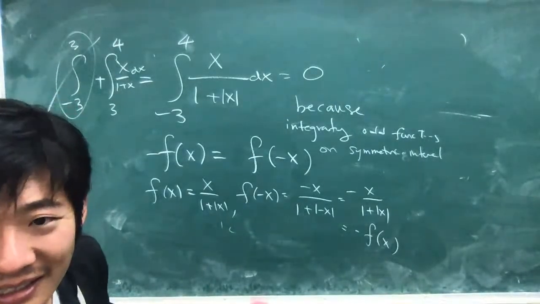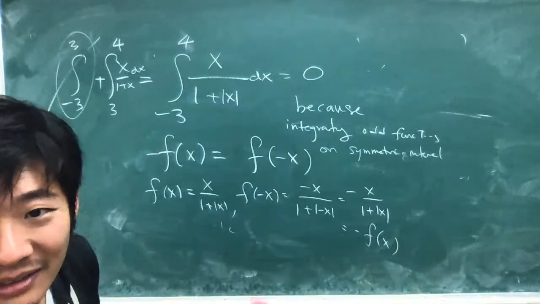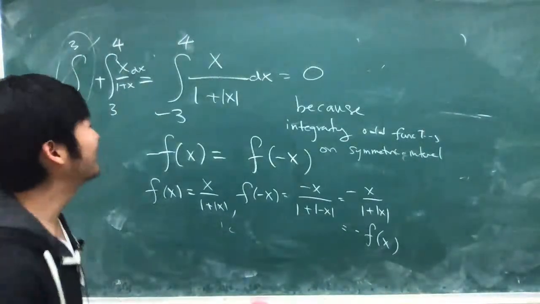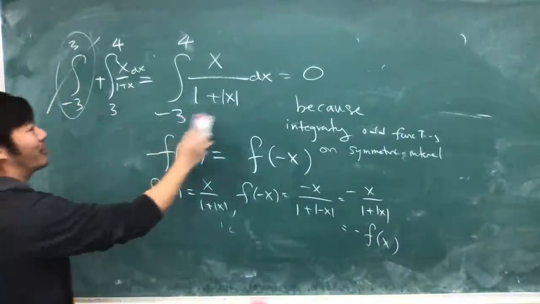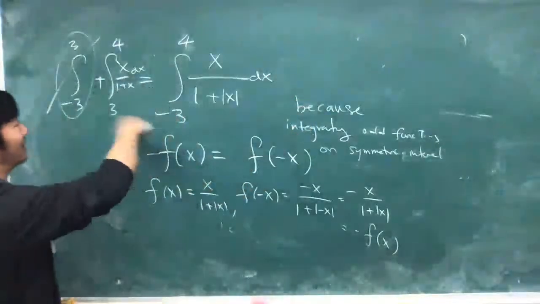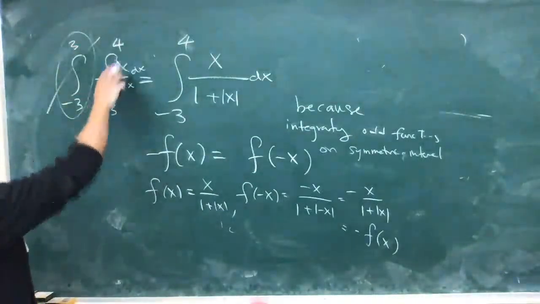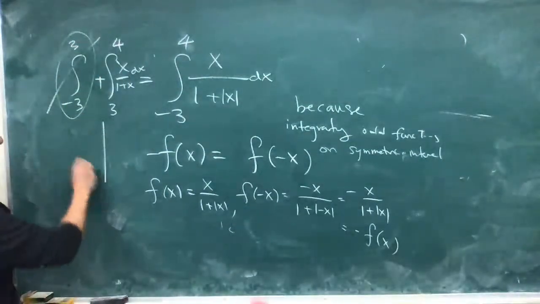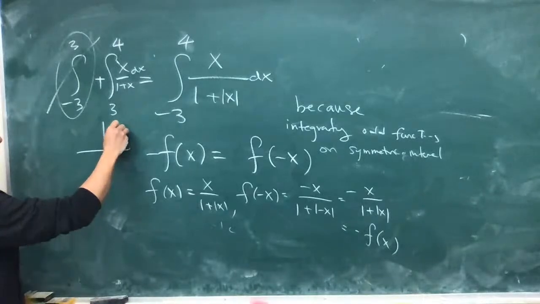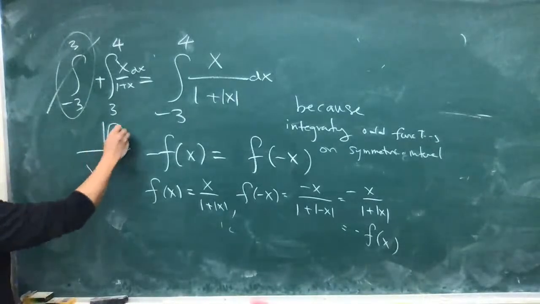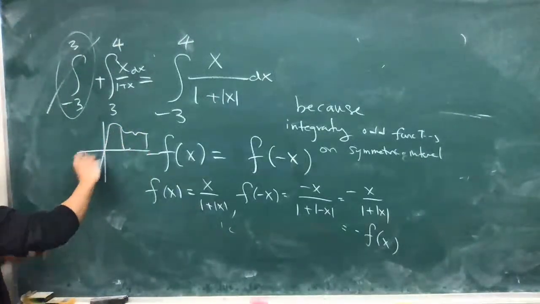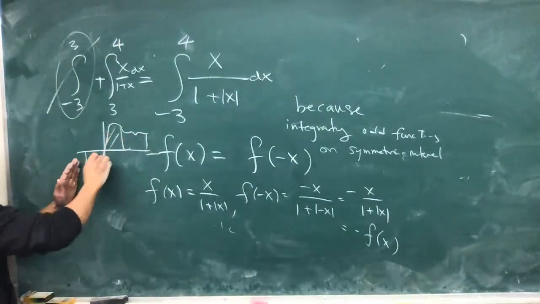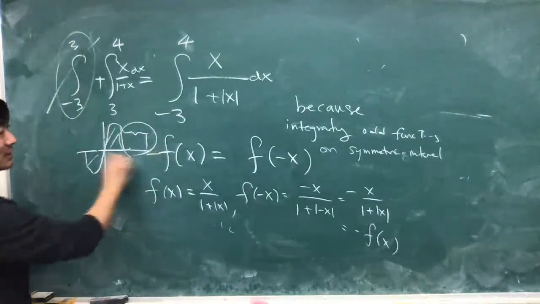If we split it, we still get 0. Yes, exactly. So this will be 0 because of the even and odd stuff, but then you just have a leftover thing. So basically you're calculating this integral and you want to calculate all of this. Well, you don't need to calculate this part because they cancel out, so you just have to calculate the rest.